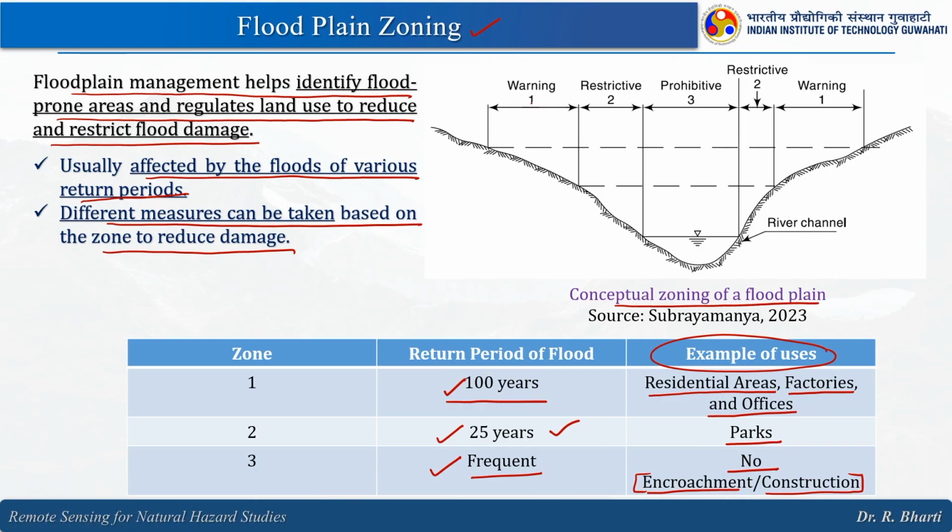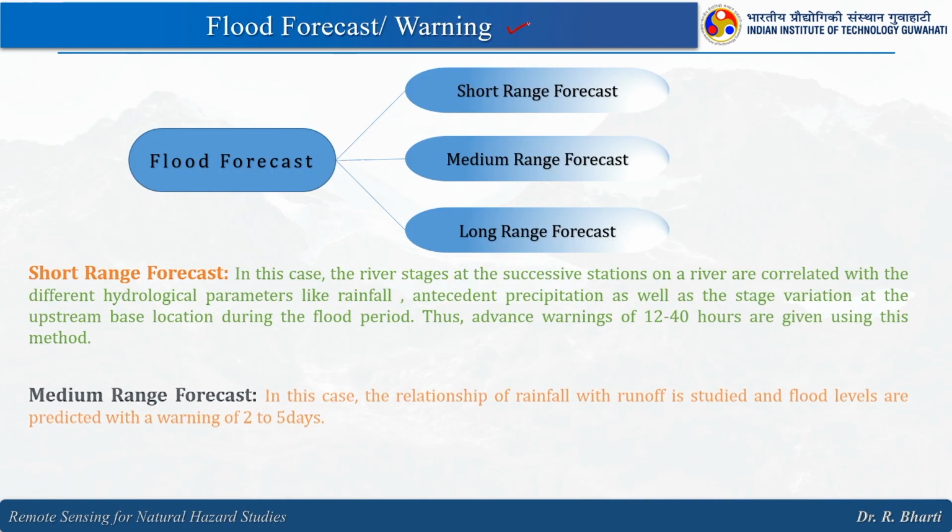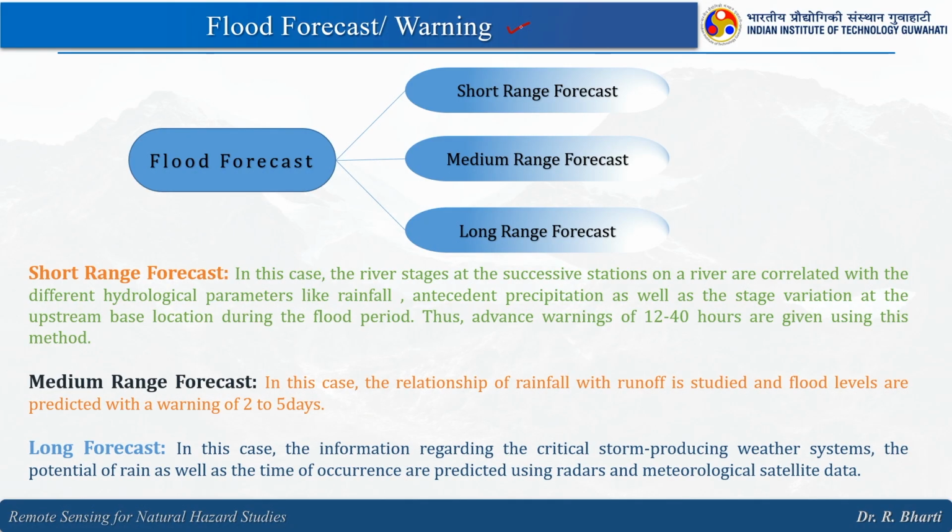So, here you can see this is the zone where you have warning, then restrictive, then prohibited, then warning again, and this is the cross section of a river channel, right, and this is the water level. When we see the flood forecast warning, so here it can be short range forecast, medium range forecast or long range forecast.